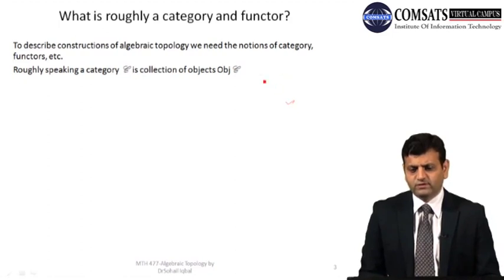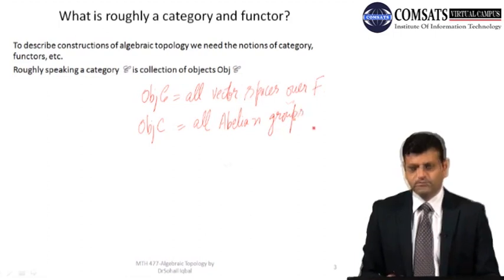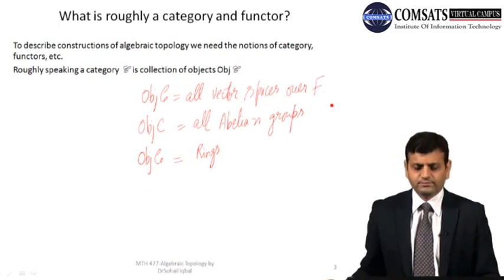For example, it could be the collection of all vector spaces. So objects of a category could be all vector spaces over the field F. Similarly, we can study the objects of abelian groups, so all abelian groups. And next, we can also discuss a category where the objects are, for example, rings. Similarly, we can take other objects as well. So that's our first component of the category.